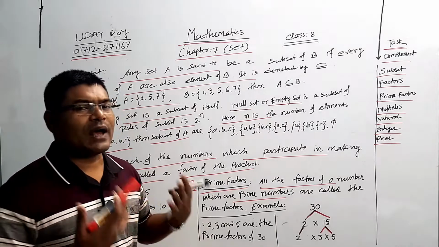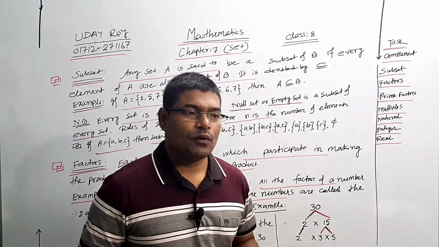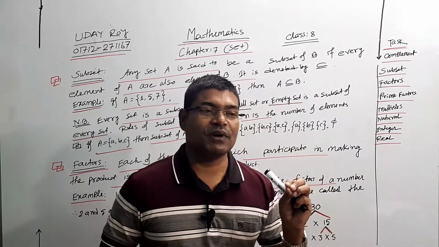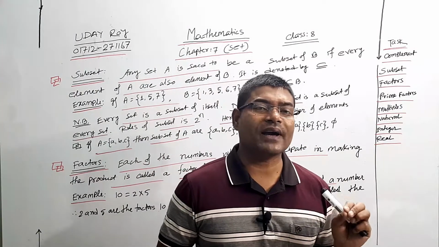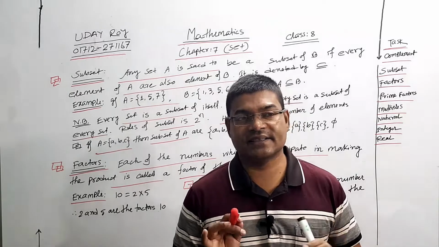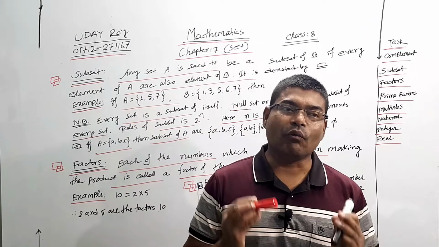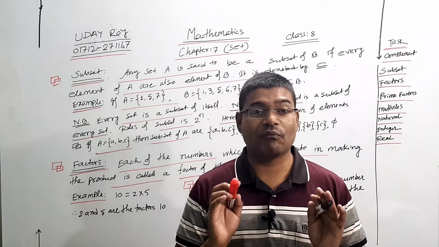Now we have to know the prime factors. Already we know what is called prime number, the number which is divisible by only one and itself. The number which is divisible by only one and itself is called a prime number.